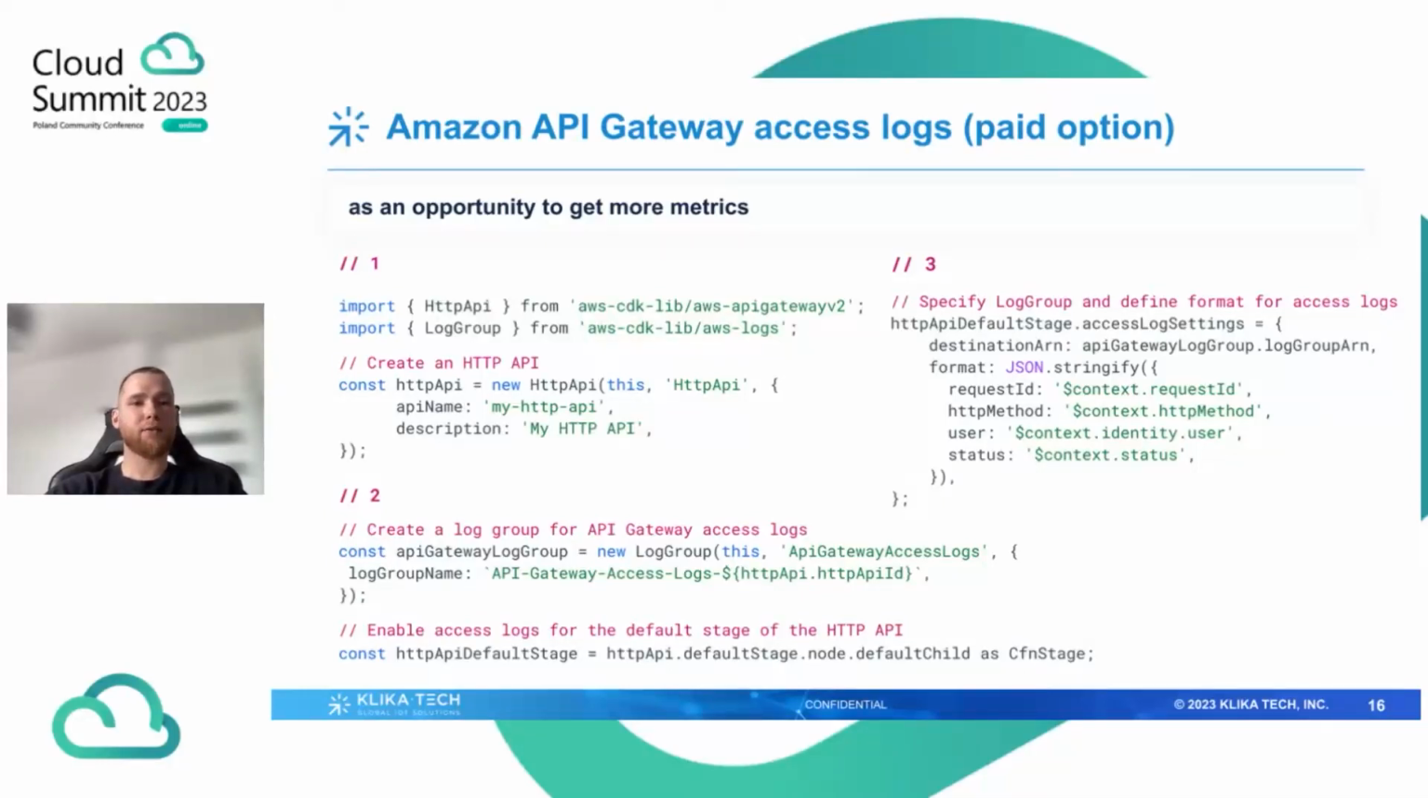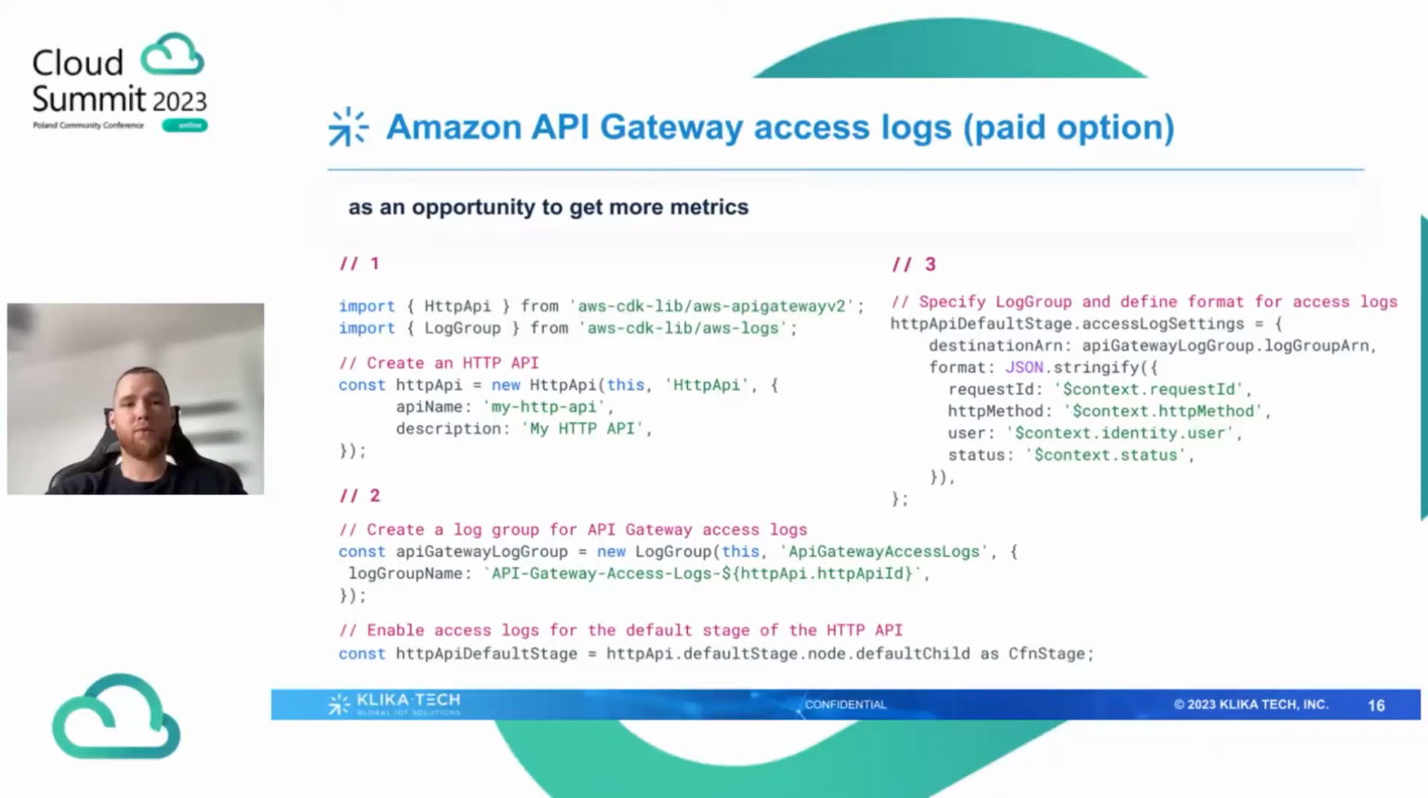When we enable access logs, API Gateway will log every request to your API, including detailed information such as the request method, resource path, response code, and latency. We can enable access logs using CDK by following a few simple steps. First of all, we should create an HTTP API. This is step number 1 on the slide.